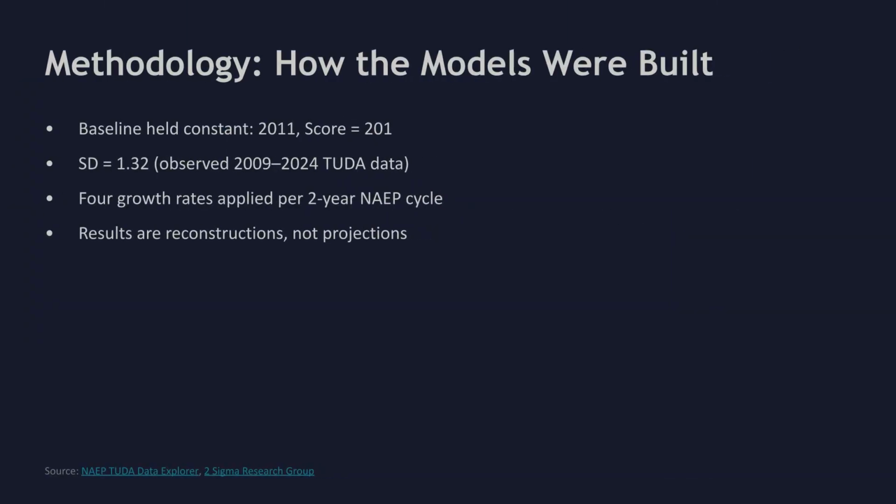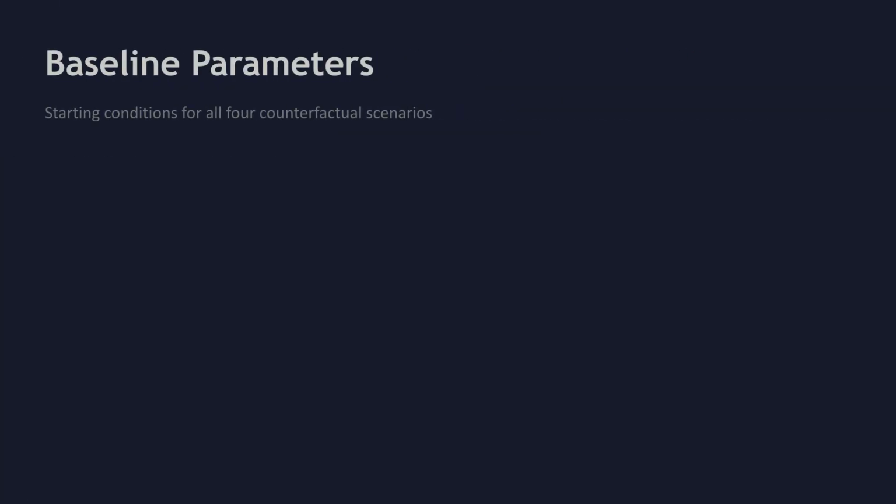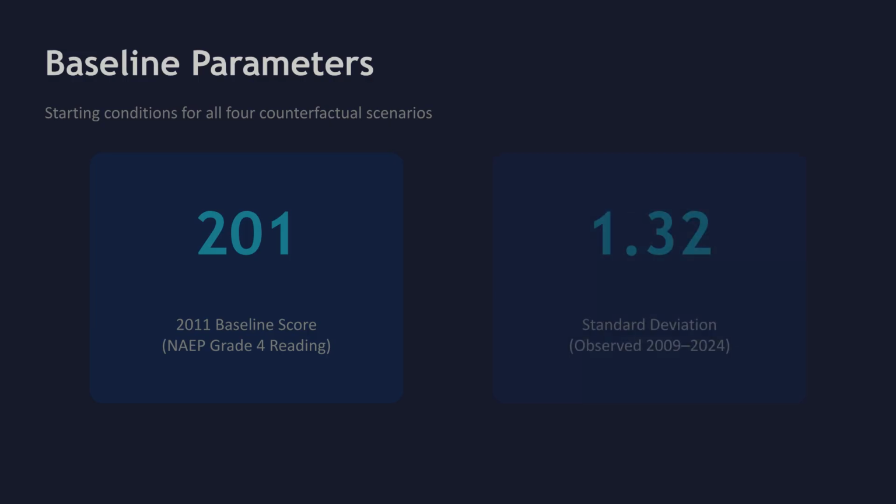To build these models, we held the baseline constant at 201 for 2011 and used an observed standard deviation of 1.32. We applied 4 different growth rates per 2-year NAEP cycle. Remember, these results are reconstructions of the past, not future projections. The baseline parameters for all 4 counterfactual scenarios are a 2011 score of 201 and an observed standard deviation of 1.32, derived from 2009 to 2024 TUDA data.